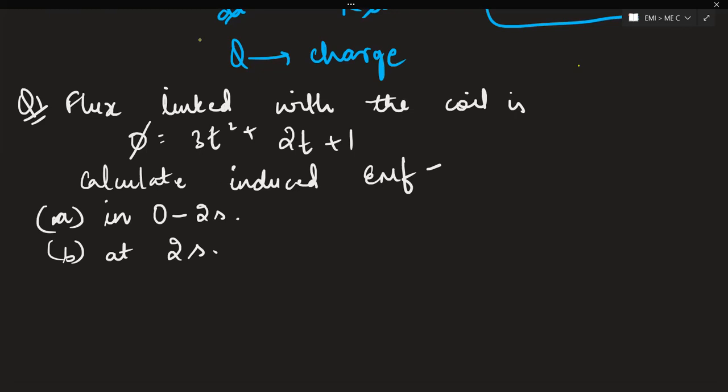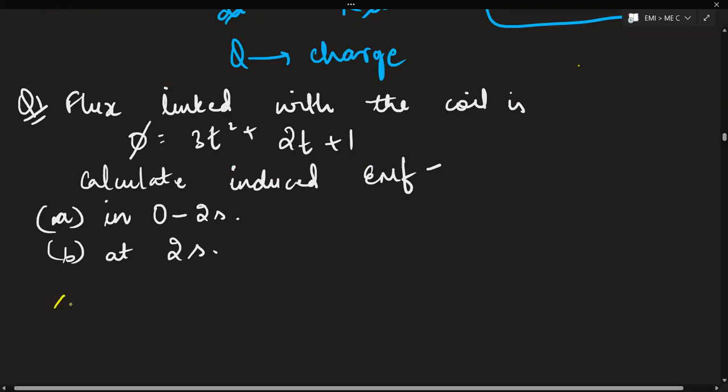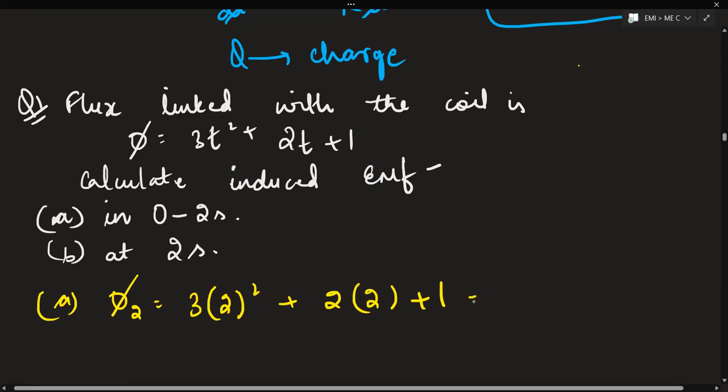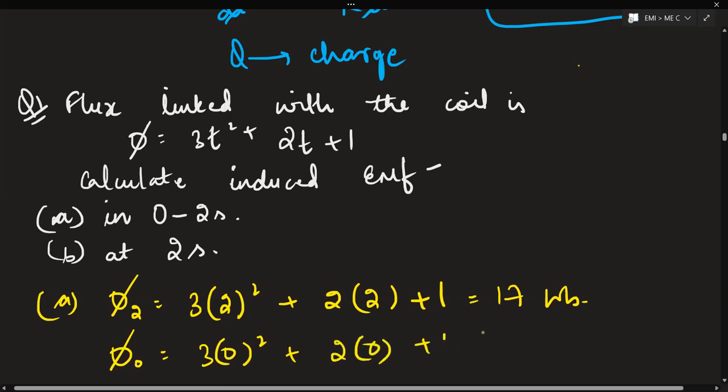See, for this, flux is given to you, this is a variable flux. So we have done these kinds of questions for current. For the A part, calculate the flux at 2 seconds. Just put 2 everywhere instead of t. So this is the final flux that we have calculated, that is 17 Weber. What's the initial flux? It means t is equal to 0. Just put 0 everywhere instead of t. That becomes 1 Weber.